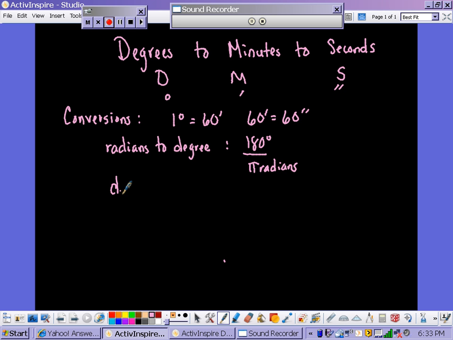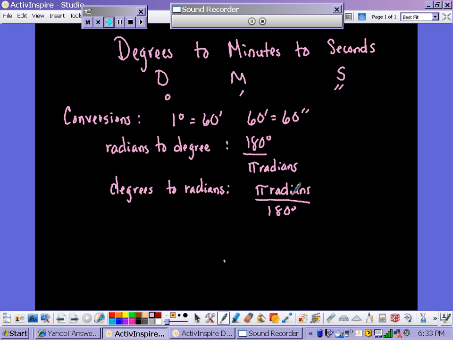So then to convert from degrees to radians, we use pi radians over 180 degrees. All right, I'm not going to do the examples that the book gave. I'm going to do some more examples for you. Hopefully you'll get a better understanding of those particular examples.